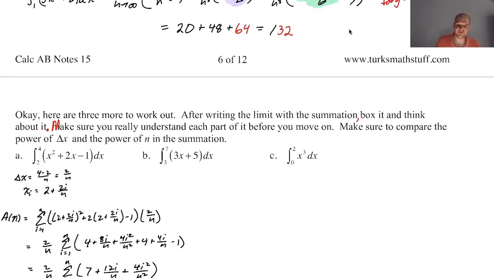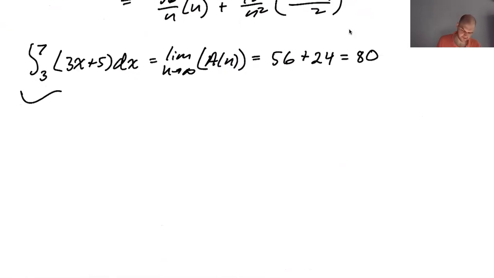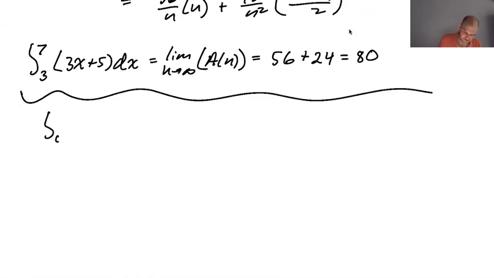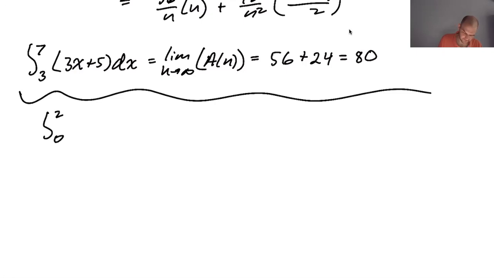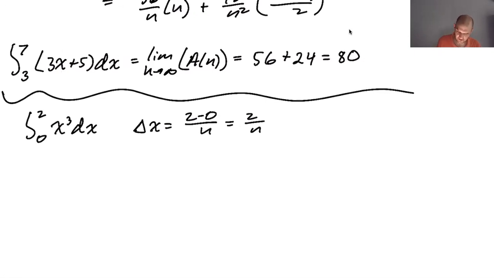0 to 2 of x cubed. X cubed. That is not great. But 0 is a super good starting point, so it might not be that bad. 2 minus 0 over n. We don't do cubes very often because they're annoying. I mean, that's really why.